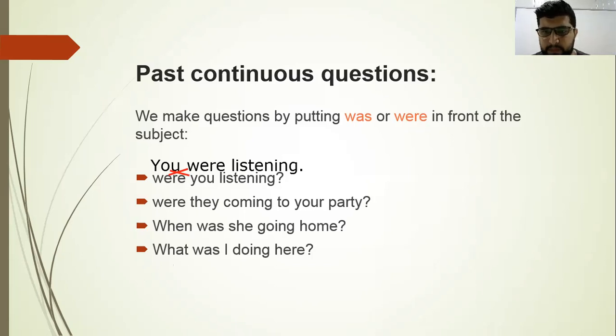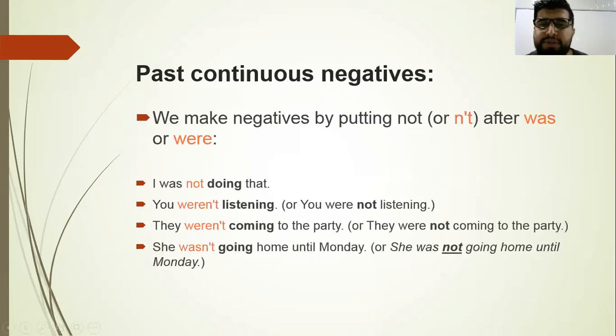So let's clear that. Let's go to the next one, which is past continuous negatives. We make negatives by putting not, or n't, after was or were. It's really, really easy. So the original one was what? Let's write the original sentence for that too.